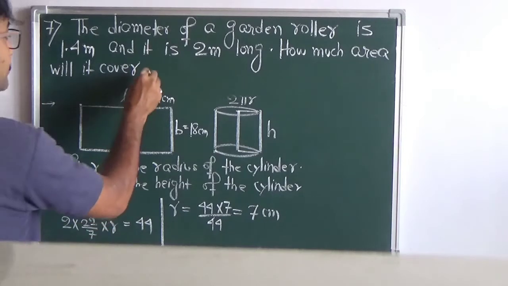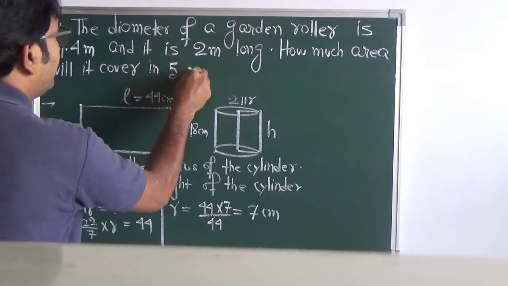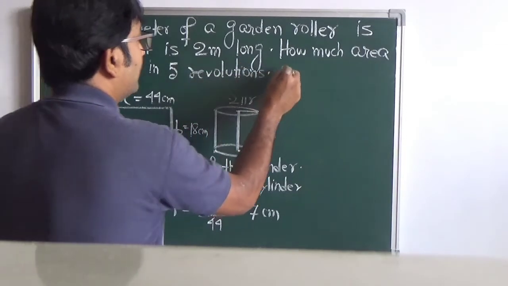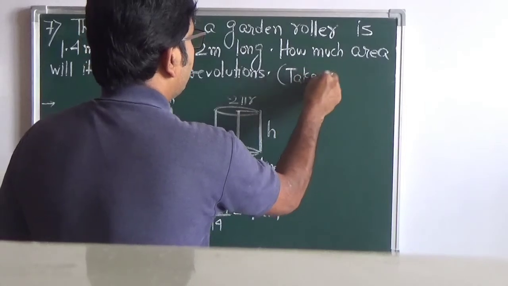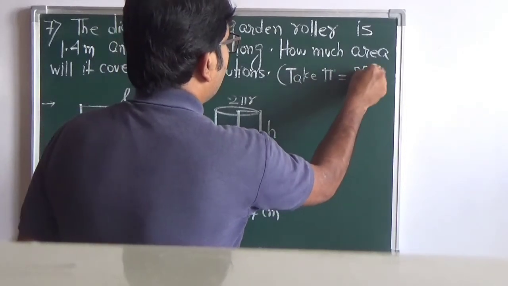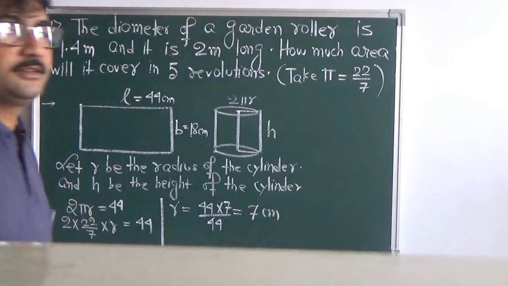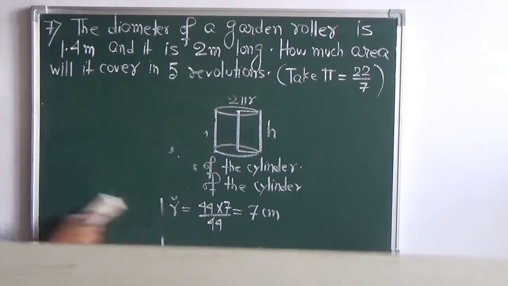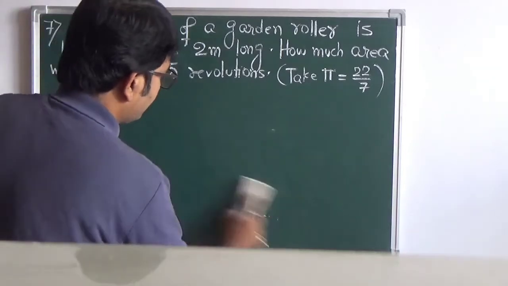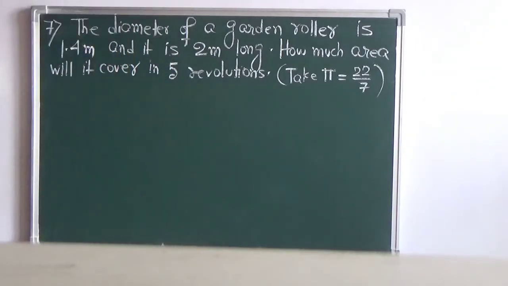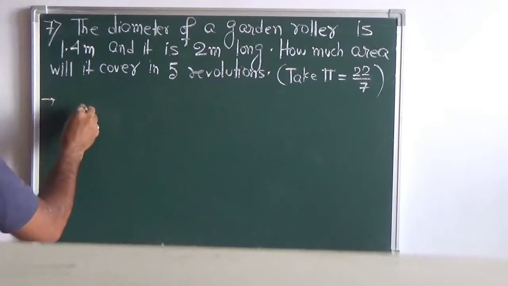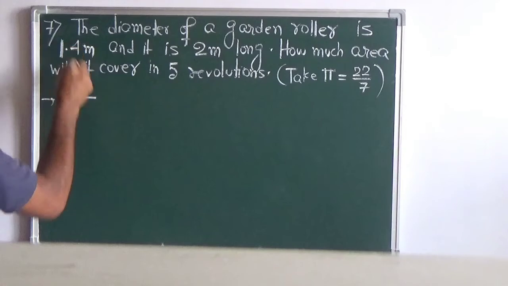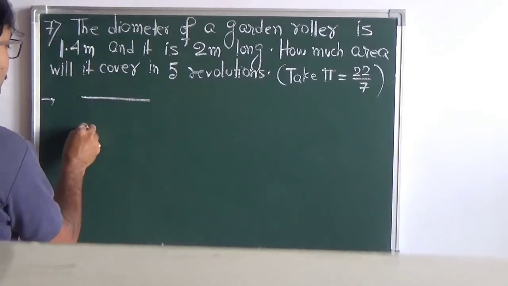In 5 revolutions. Take pi equals 22 by 7 as mentioned in the question. So now, a garden roller, obviously it is, so that is 1.4. This is the roller.